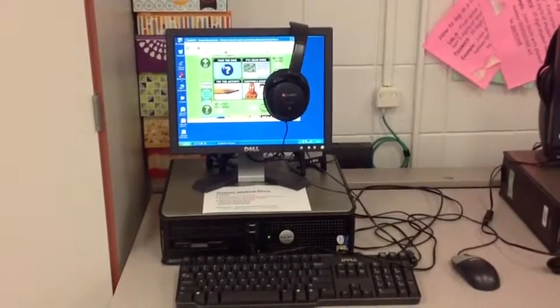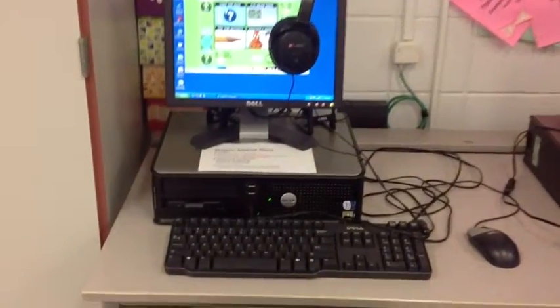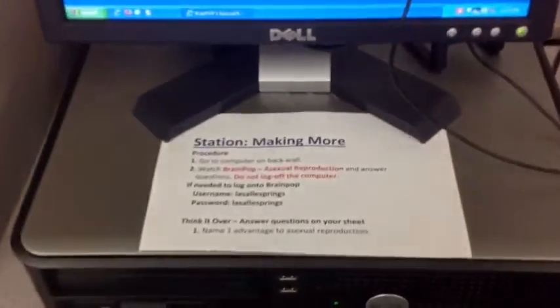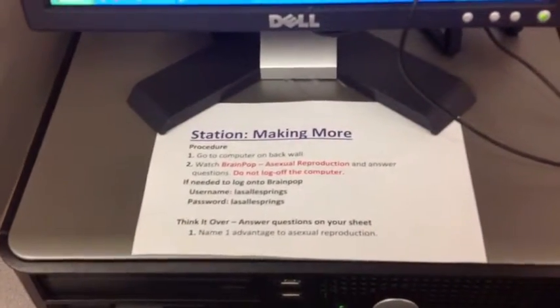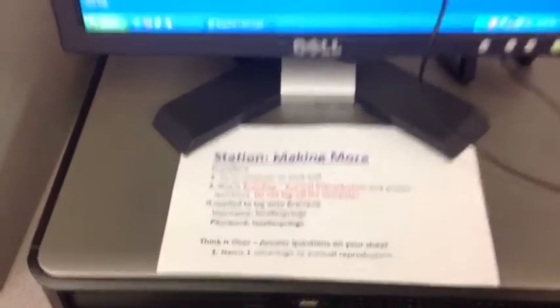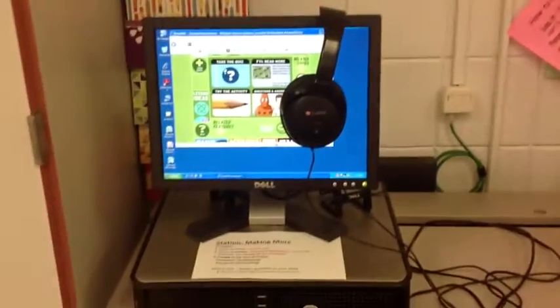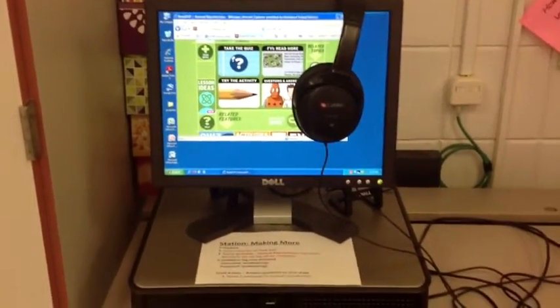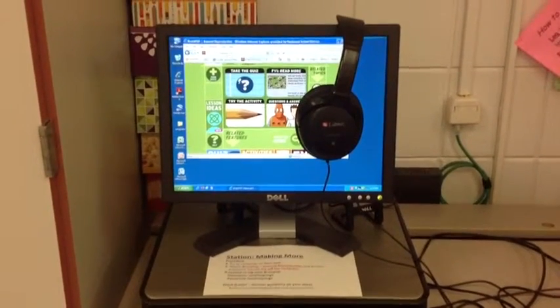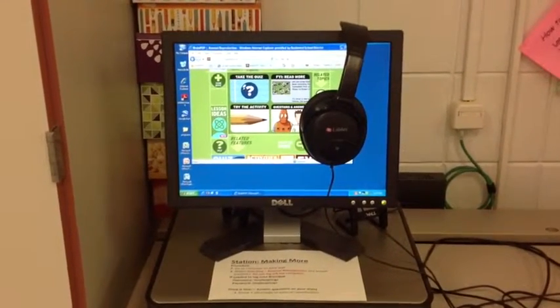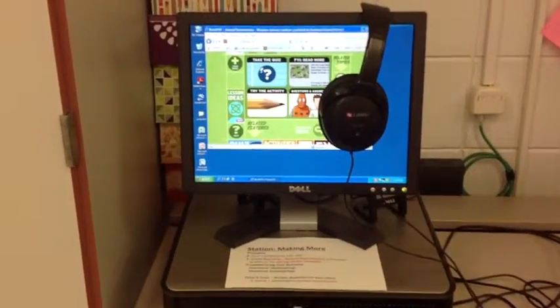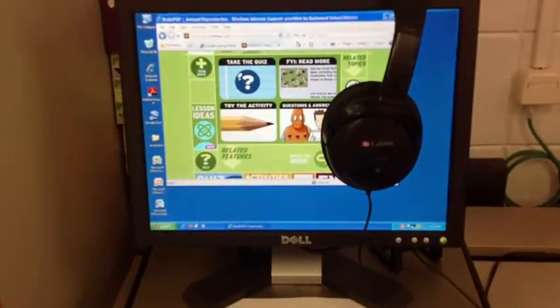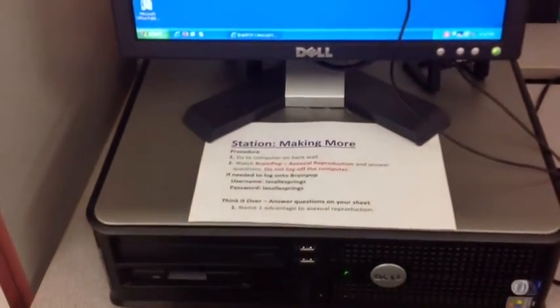Okay, here we are at our next station. This station is called Making More, and there's our instructions right underneath the computer screen. At this station, you are going to go out to Brain Pop. You are going to watch the clip on asexual reproduction, and we know that is reproduction that involves one parent. When you're done, you're going to answer a couple questions on your answer sheet.